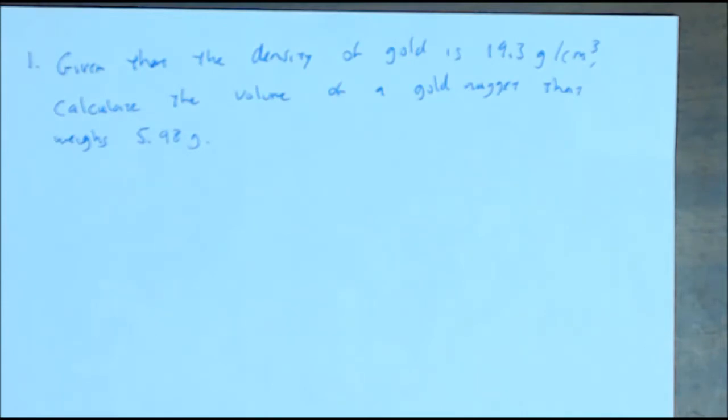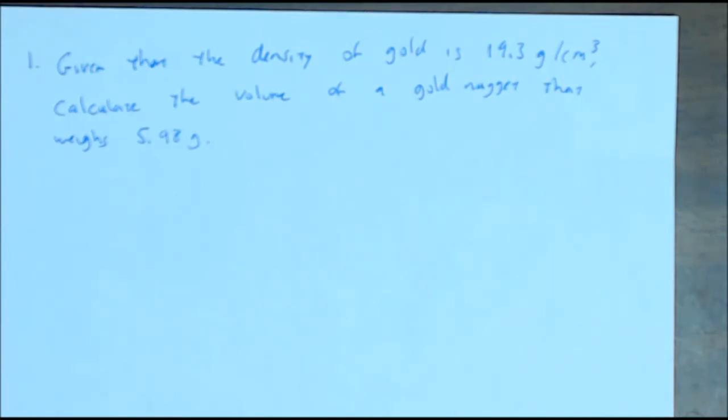Alright, so we're going to start with the first one, problem 1.1 at the end of Chapter 1, Key Skills area. The problem states that given the density of gold is 19.3 grams per centimeter cubed, calculate the volume in centimeters cubed of a gold nugget with a mass of 5.98 grams.